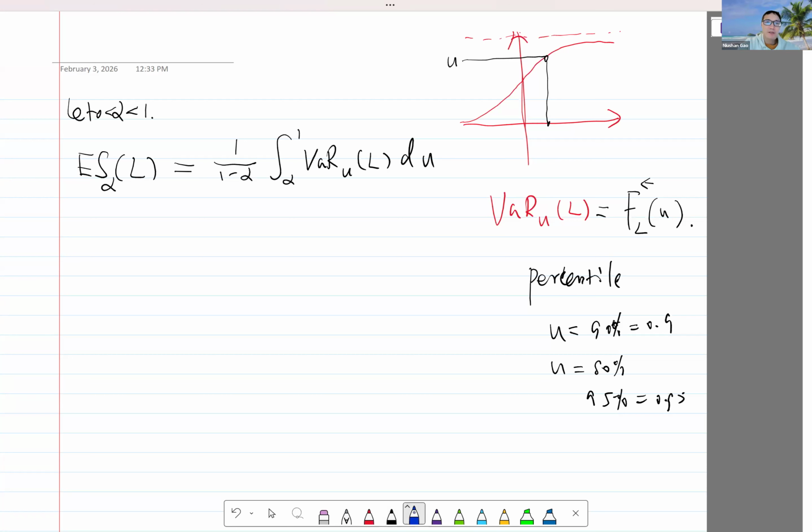Now we integrate this over the interval from alpha to 1. We take an integral of this one. How long is the interval? The length is 1 minus alpha. So if you divide by 1 minus alpha, what you end up with is just the average of the tail values of L, but you are cutting off at the alpha level. So it's a tail value.